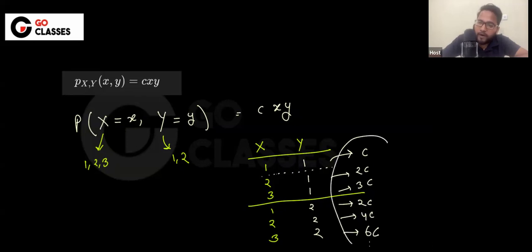Now, if you add all of this, it should be how much? It should be 1, right? So what is the answer here? Okay. So the answer is 1 by 18.